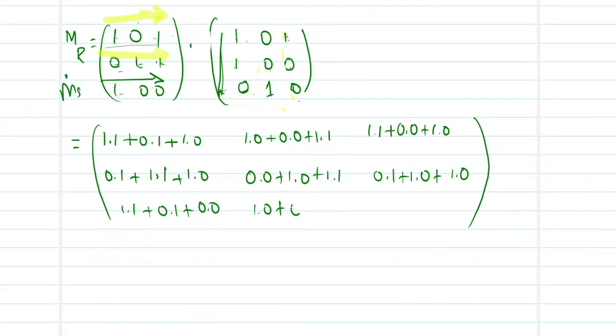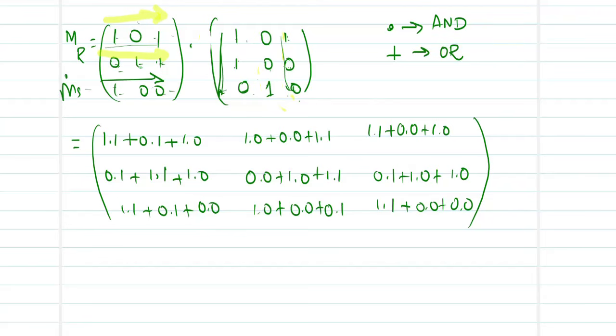0 0 plus 0 1. Last column 1 1 plus 0 0 plus 0 0. So now I can notice that we have a multiplication and an addition in these elements over here. Your multiplication is nothing but your AND operator, and your addition is nothing but your OR operator.